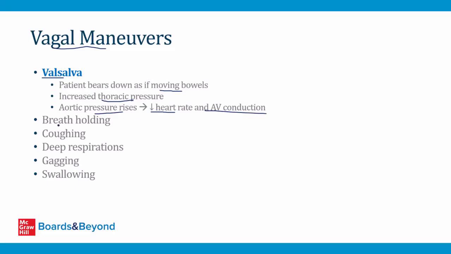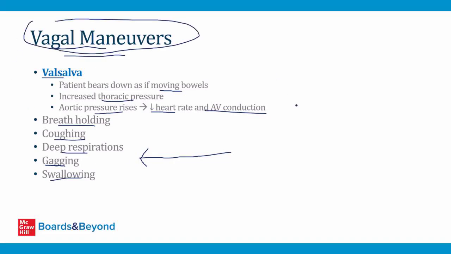You can also ask patients to hold their breath, to cough, to try deep respirations, try gagging or swallowing. There are dozens and dozens of maneuvers that have been described as working as vagal maneuvers. And if you ever get to meet someone who has AVNRT, you'll be surprised how they figure these things out on their own. They'll often tell you, when I get the palpitations, I hold my breath and they go away. They've basically figured out on their own how to do a vagal maneuver for themselves.